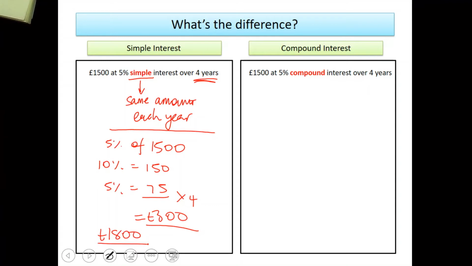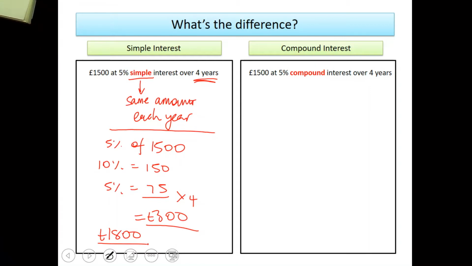Congratulations, you've made £300. Now, compound interest, on the other hand, means that it grows at a compound rate. So it grows depending on how much is in there. So what I mean by this is 5% in the first year will be slightly less than 5% in the second year, because in the second year you've got a little bit more in the account. Here's what I mean by this.